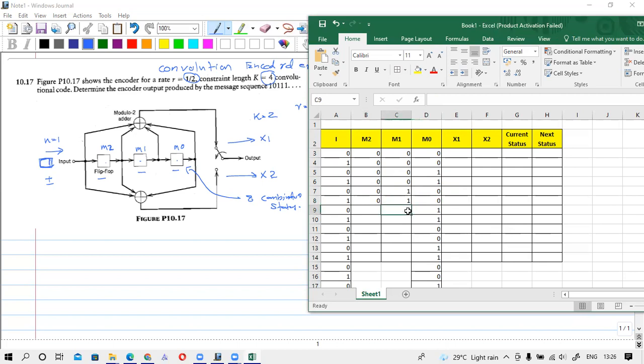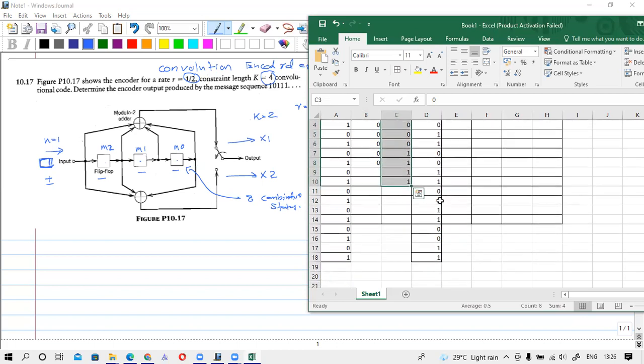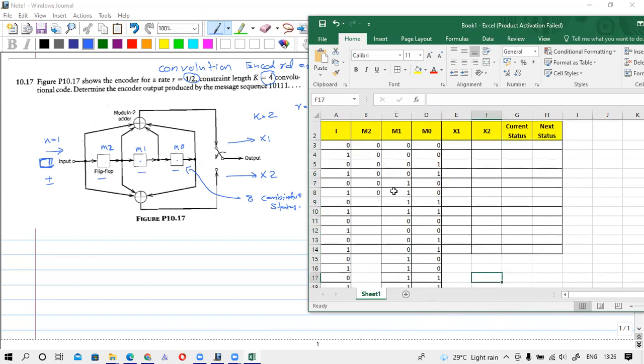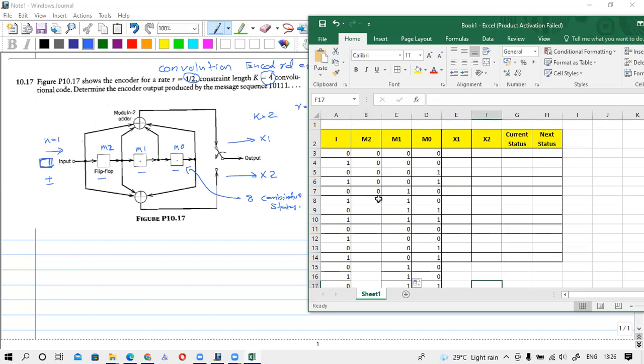Likewise, we can fill this column as 1, 1, and another 4 ones. If I copy this, I think that one is also okay. And this should be 0, 0, 0, 0. And 8 should be there: 1, 2, 3, 4, 5, 6, 7, 8. And there should be 1s: 1, 1, 1, 1, 1.